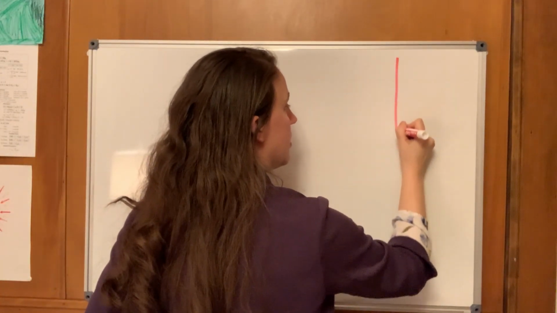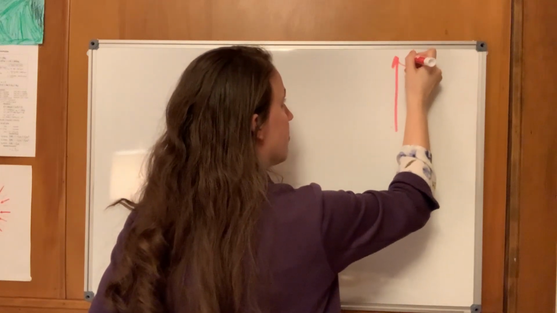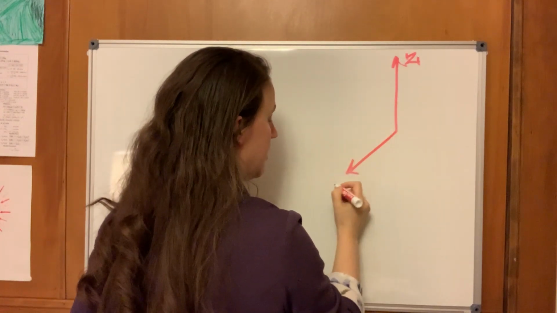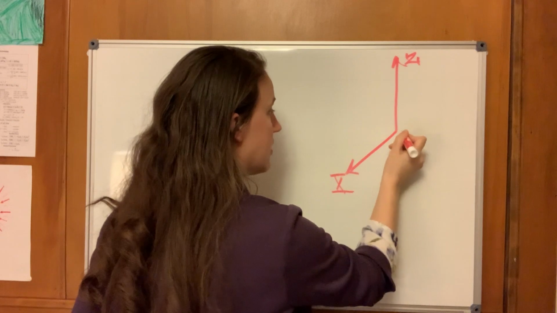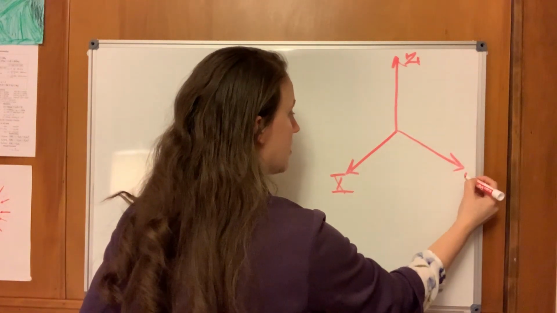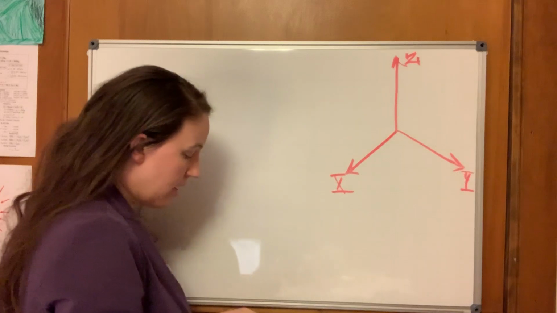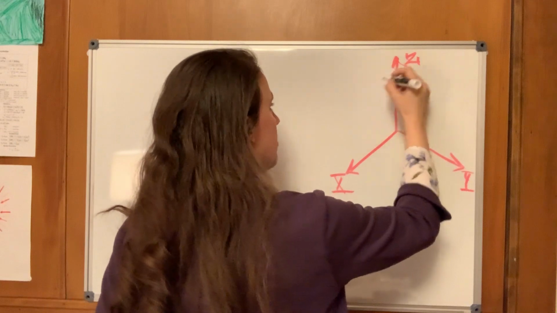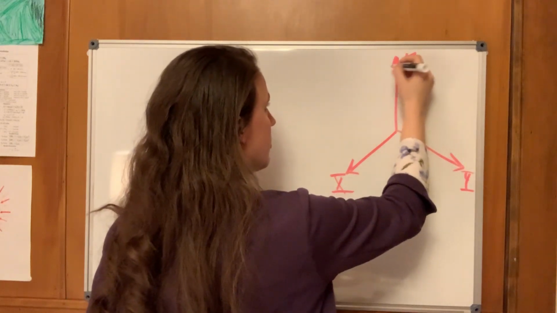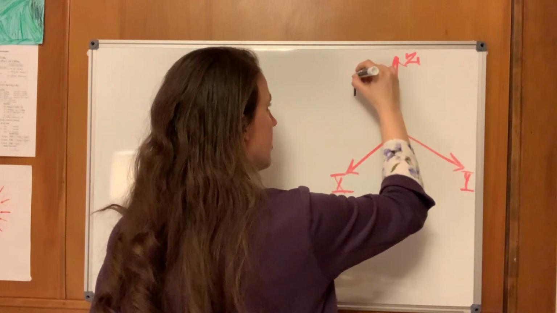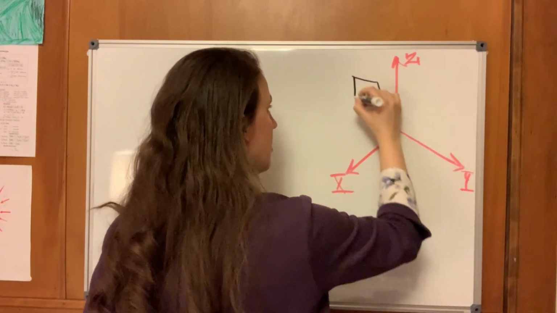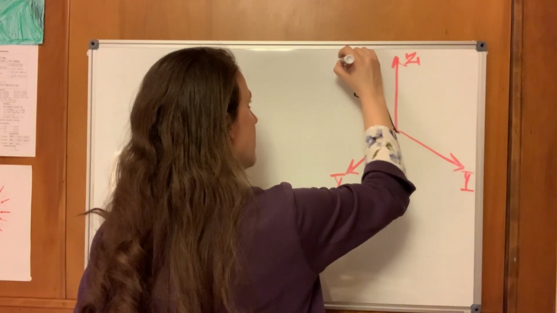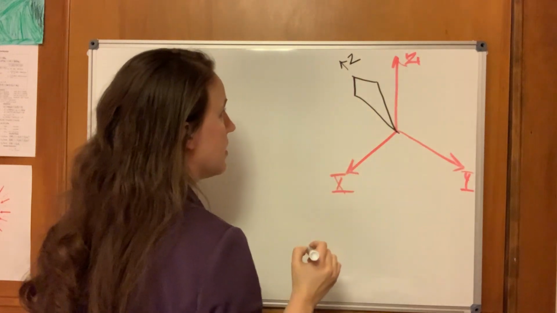We're going to have a fixed capital Z axis, and some fixed capital X and fixed Y axes. And then we're going to imagine our top, which is rotating at some angle here. So here's our top, and it rotates about this axis, which we're going to call lowercase z.